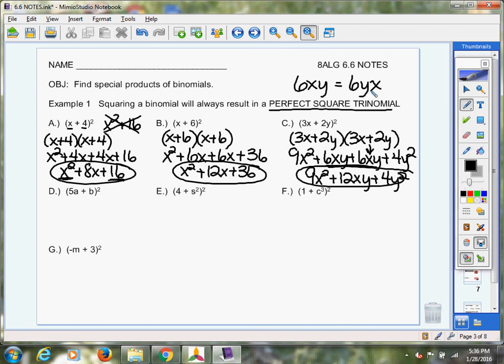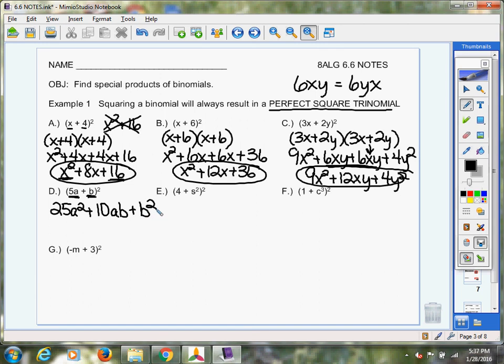Okay? Now let me show you a shortcut you can take. The shortcut is 3 steps. You take the first term, 5a, and you square the 5 and you square the a, and you'll get 25a squared. The second step is you're going to take 5a and multiply it times b. 5a times 1b is 5ab. Double the 5, that's 10ab. And then your last step is take the b and square it, and you'll get b squared.